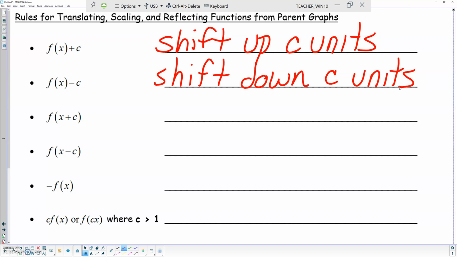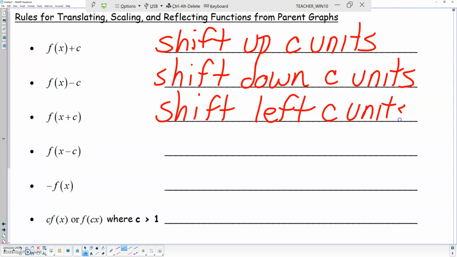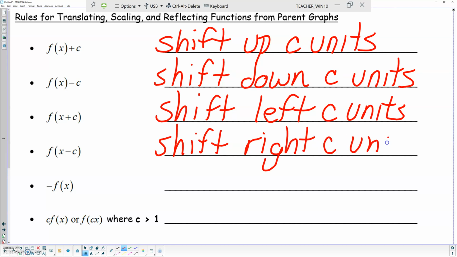If we add a number inside the function's argument, so that would be like inside the absolute value bars, we're going to shift left C units. Subtracting a number inside the function's argument is going to shift right C units. Okay, so those 4 transformations are the ones we've already gone over. All right, when we multiply by a negative, that's when we reflect over the x-axis.